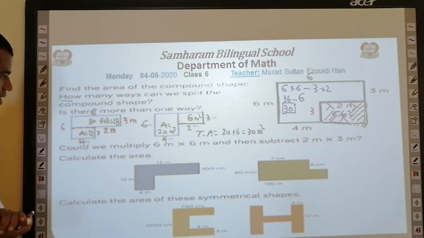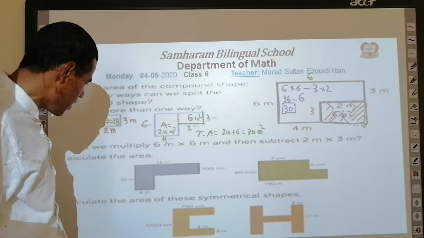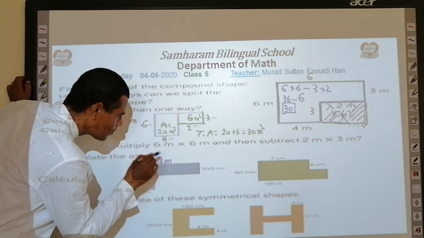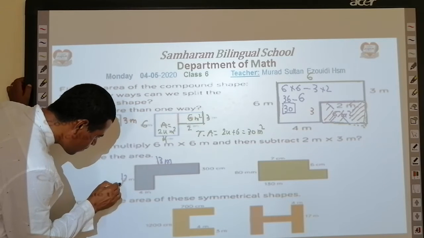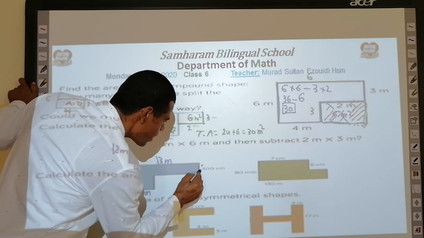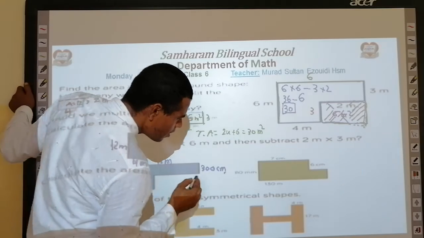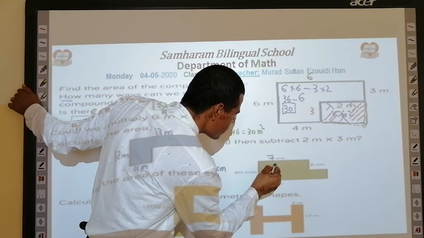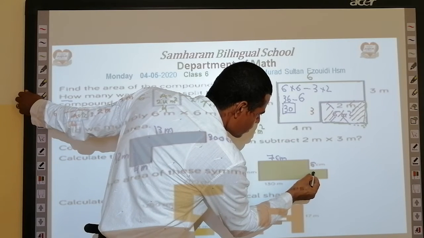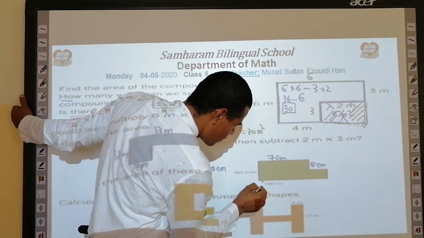The next question, calculate the area. We have 12, 13, 4, 300 centimeter. This is 13 meter. This is 12 meter. This is 4 meter. This is 300 centimeter. This is example number 1. This one, my learners, is 7 centimeter. This is 6 centimeter. This one is 150.